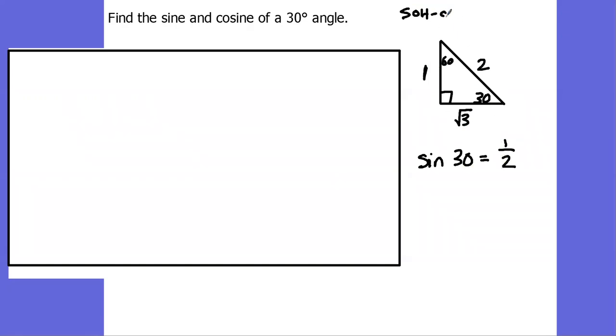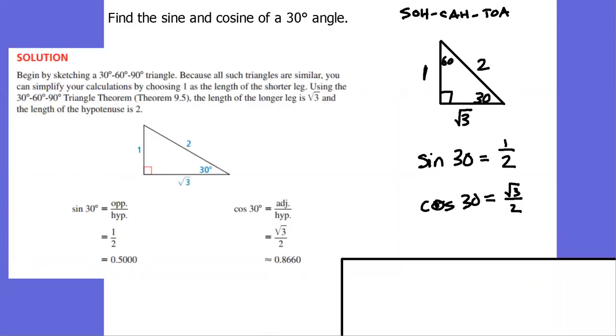And I just need to do the cosine of 30. That would be the CAH part of SOHCAHTOA. So cosine is adjacent over hypotenuse. My cosine of 30 would be adjacent, which is root 3, over hypotenuse, which is 2. So it would just be root 3 over 2, and we should be set.